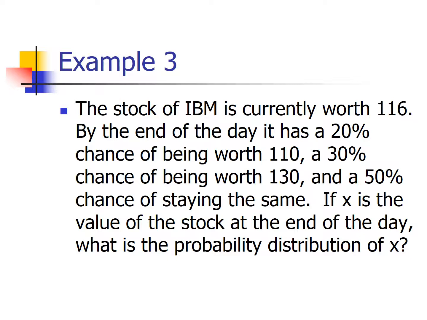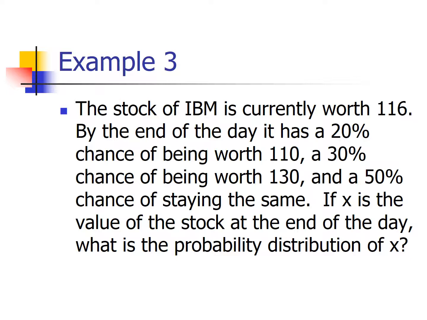Third and last example. Let's say that the stock of IBM is currently worth $116. At the end of the day, if we hold on to it, it has a 20% chance of going down in value to 110. It has a 30% chance of going up in value to 130, and it has a 50% chance of staying the same. If X is the value of the stock at the end of the day, what is the probability distribution of X?